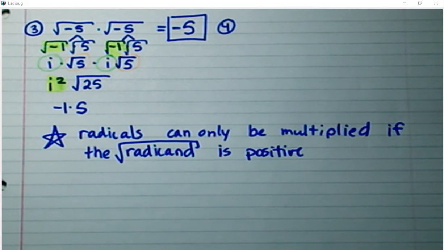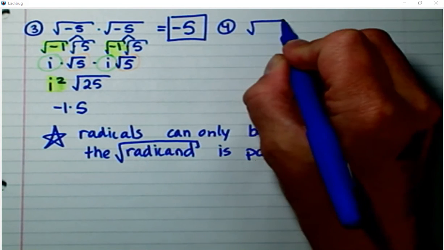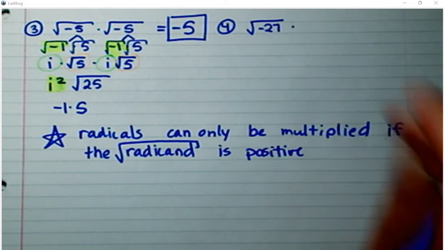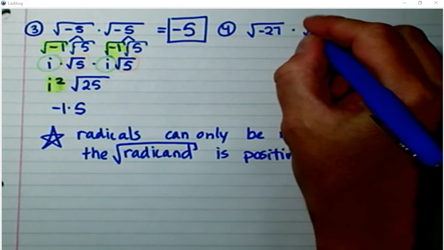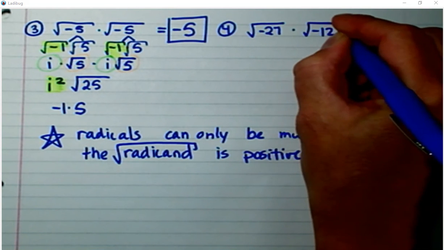All right, so I'm going to give you a question to try. So root -27 times root -12.